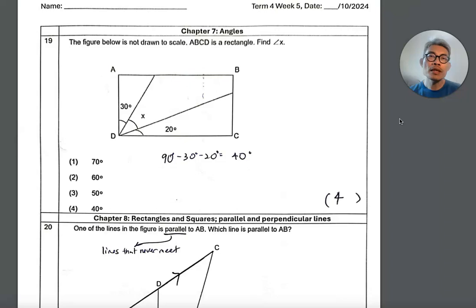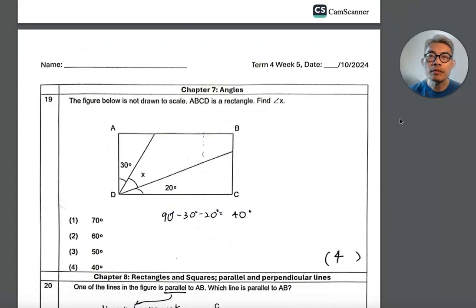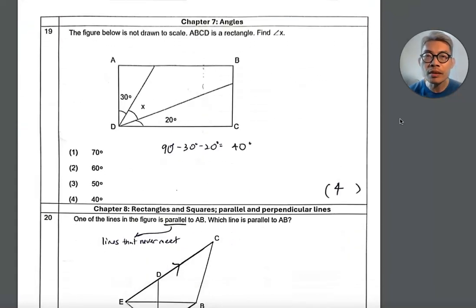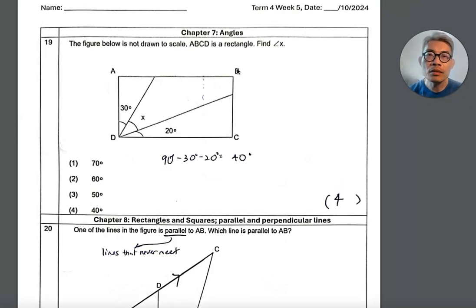Okay, so far you hung in there with me for the past 18 questions. Well done. Now we are at chapter 7. If you would like to take an eye break, you can take an eye break before you come back to this video. Welcome back. Now let's take a look at chapter 7 on angles.